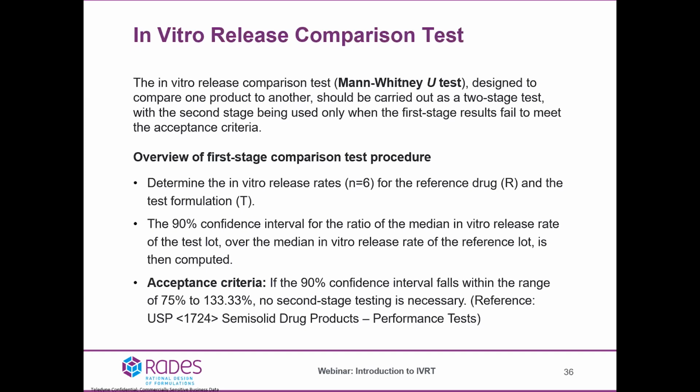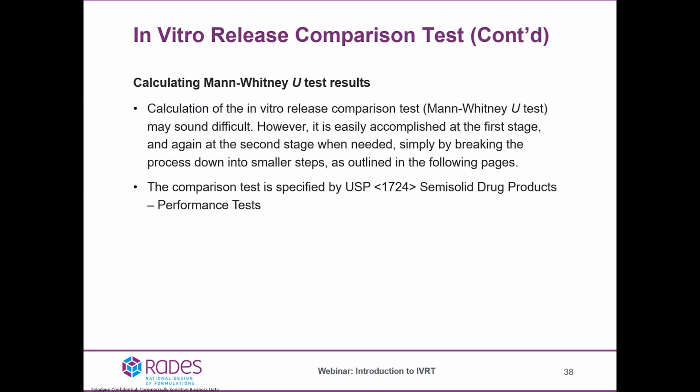The test passed, which means the test and the reference formulation are comparable, if the 90% confidence interval falls within the range of 75 and 133.33%. This sounds difficult to calculate, but is straightforward and easily conducted. There is a good step-by-step explanation also in the IUPAC SS guideline, but I will describe it in detail in the next slides.